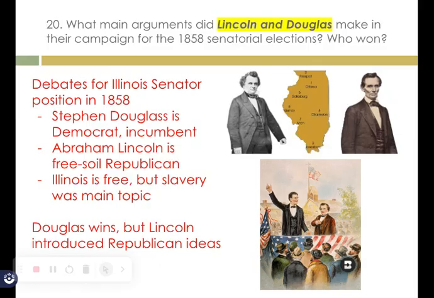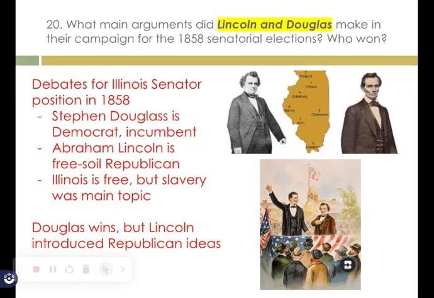Okay, now we've already met Stephen Douglas before. Douglas is the same senator who introduced the idea of the Kansas-Nebraska Act, and he came up with this proposal of popular sovereignty to let Kansas and Nebraska vote on whether or not they wanted slavery, right? So he essentially caused Bleeding Kansas, okay? But Stephen Douglas is the incumbent. So this means that he's already holding the position of senator, okay?